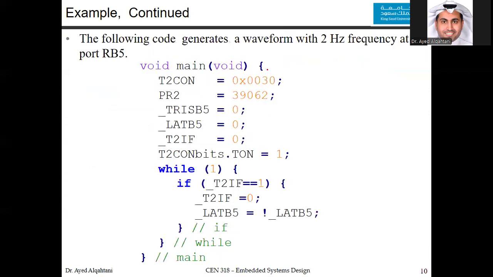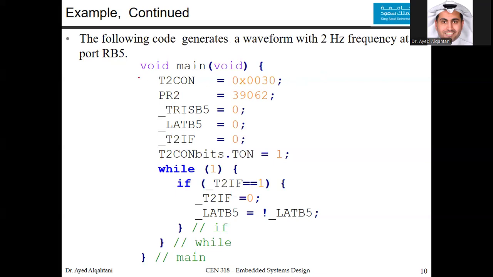So the following code generates a waveform with 2 Hz frequency at port RP5. Notice here in the main, you could have actually a method for the configuration by itself, and then you call this method, or you could write it down right away in the main, since it's very short for a single time. So you say timer 2 control register is 0x0300, as we've explained. The PR2 is equal to 39062, which is also calculated.